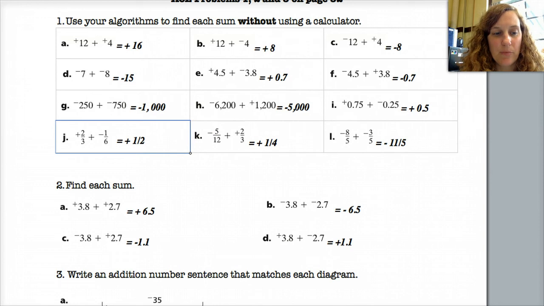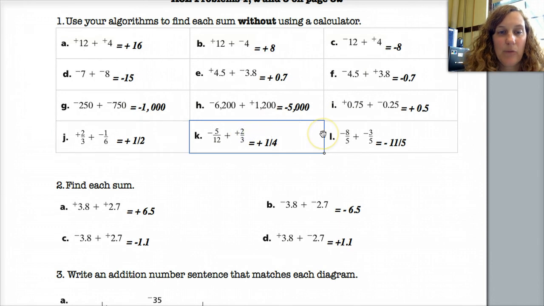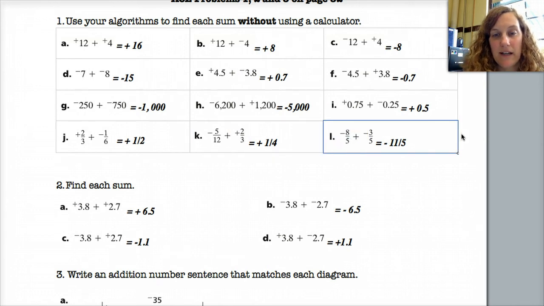Positive 2/3 plus a negative 1/6, they're opposite signs, so again you subtract the smaller from the larger. 2/3 is the same as 4/6, so 4/6 minus 1/6 is 3/6, which is 1/2, and you take the sign of the larger one, positive 1/2. Negative 5/2 plus 2/3, opposite, subtract, take the larger sign, same thing, common denominators. Negative 8/5 plus a negative 3/5, they're the same sign, so you just add them together, you get negative 11/5. That's the first section.